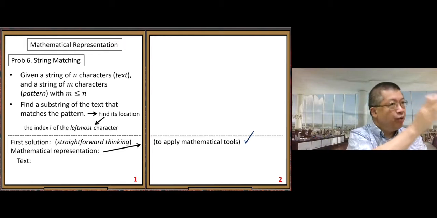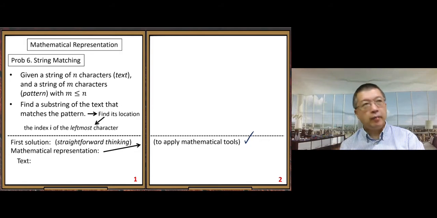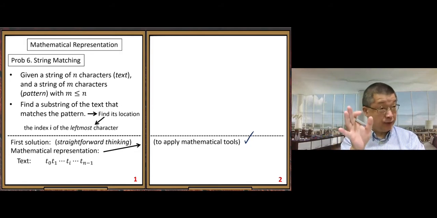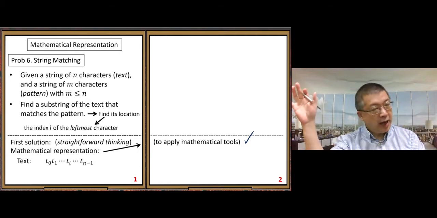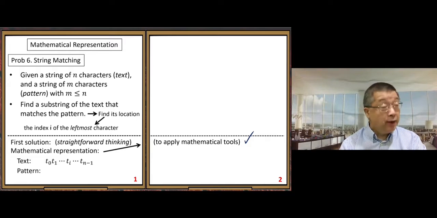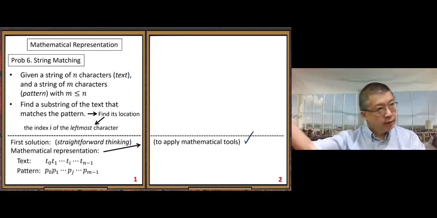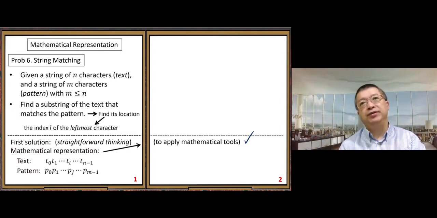All right, so next, the formal representation. Text. How do we represent the given text? A sequence of characters. We use little t with subscripts: t0, t1, up to the last one, t sub n minus 1. Then the pattern, we use a character sequence p0, p1, through p sub m minus 1.